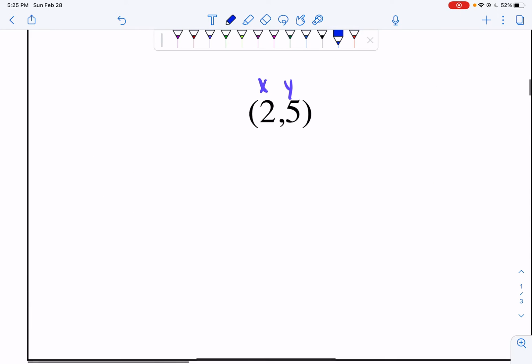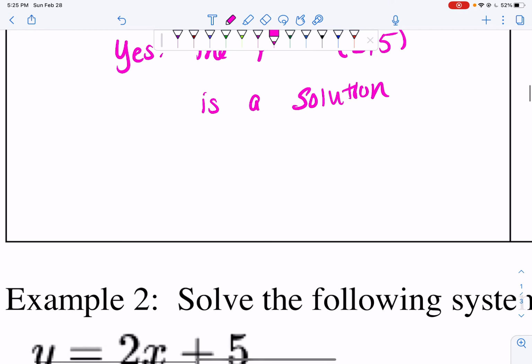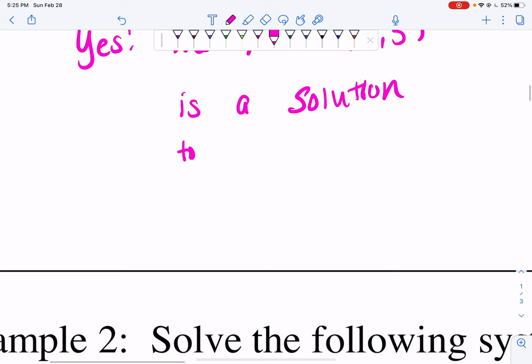So we're just going to write a quick sentence, and we'll just say, yes, the point (2, 5) is a solution to the system of equations.